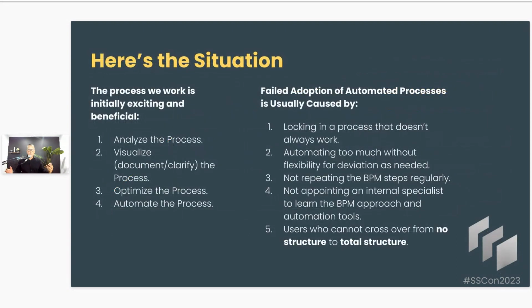Here's the situation. When we go in to work with an organization to do this mobilization, the process we use, we call business process management. You can Google that. That didn't come from us. It's just a great way to operate.